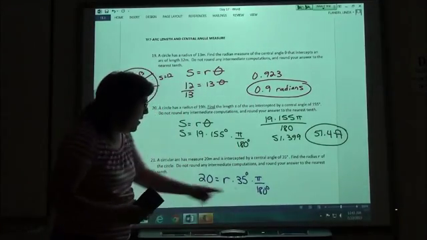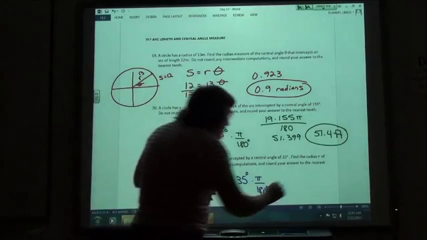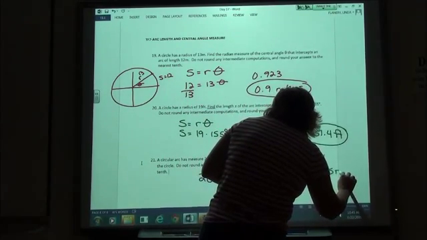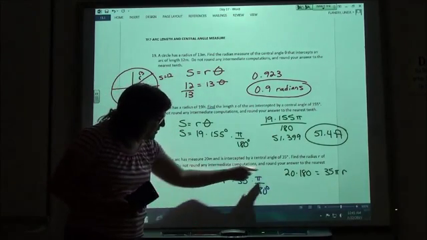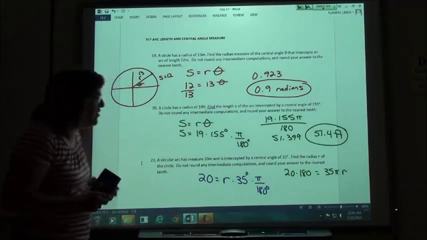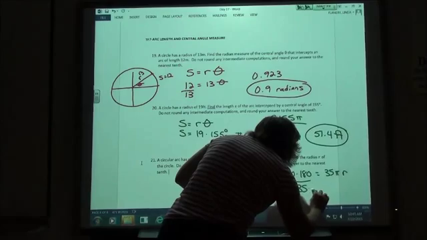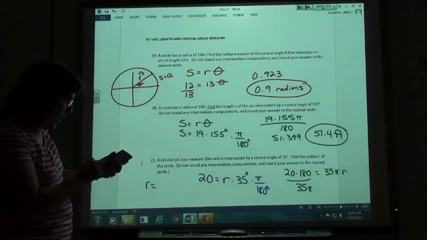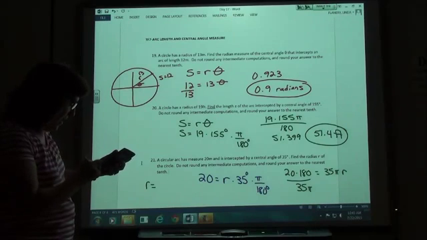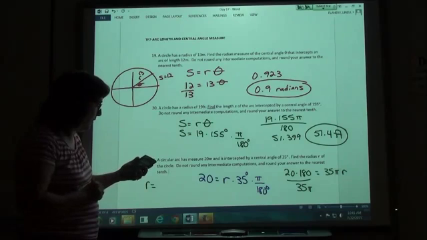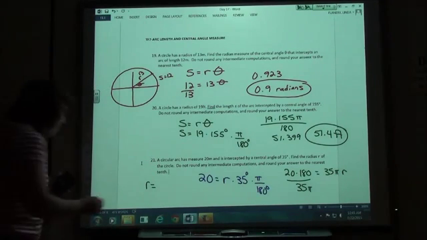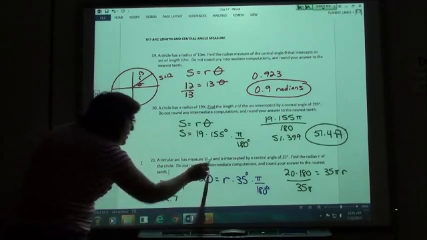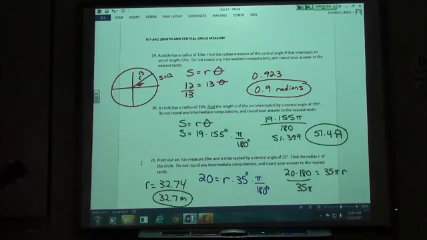If I'm going to solve that for r, I'm going to multiply by the 180 to move it over here. So 20 times 180 equals 35 times pi times r, if I just change the order. All of this would still be on top. I want to solve it for r, so I still have to divide by the 35 pi. So r is going to be equal to 20 times 180 divided by 35 pi. So 35 shift pi. And I get 32.74. So rounding to the nearest tenth, 32.7, and it's going to be in meters since my arc length was in meters.